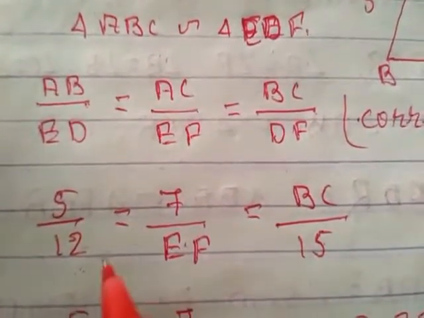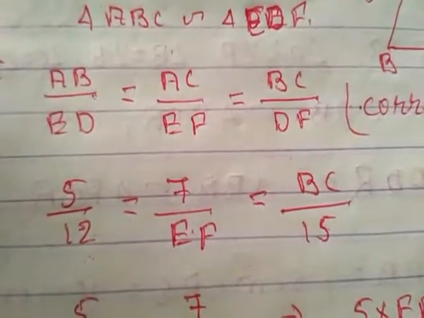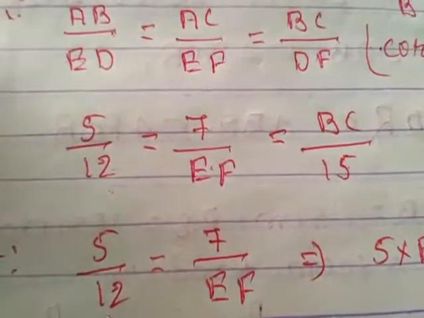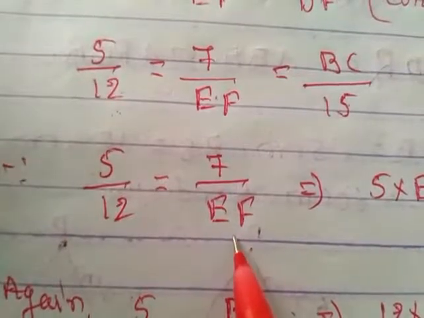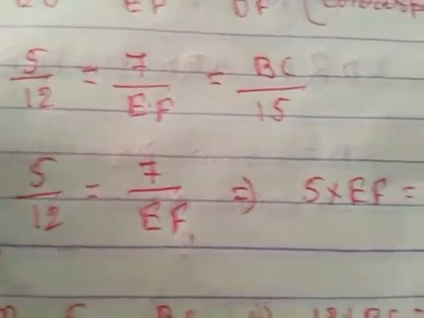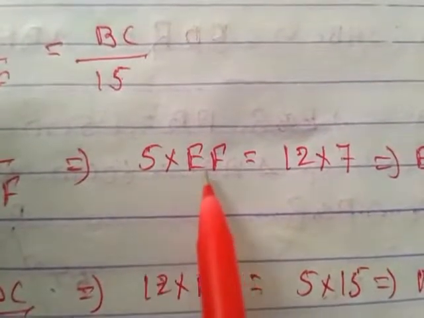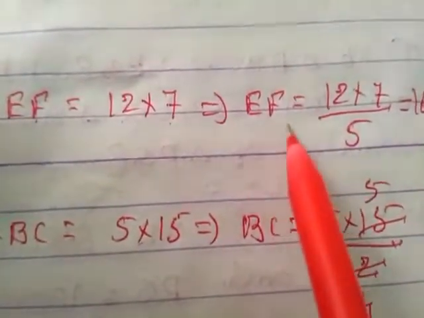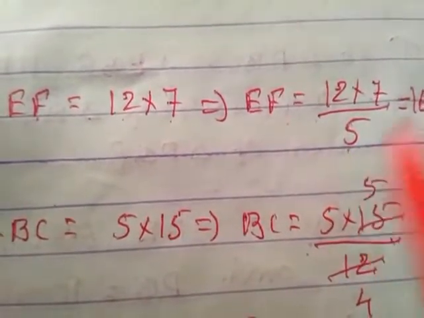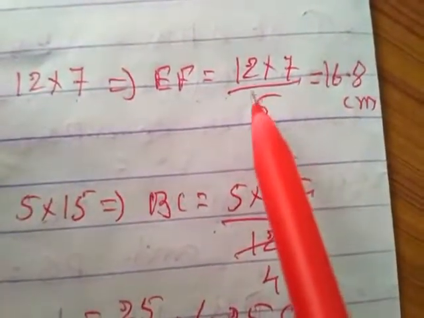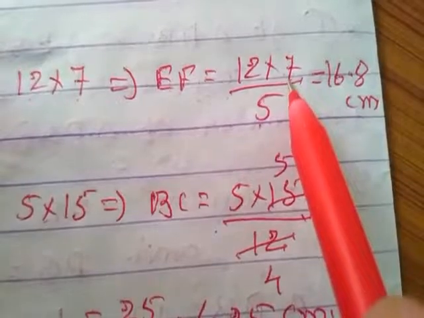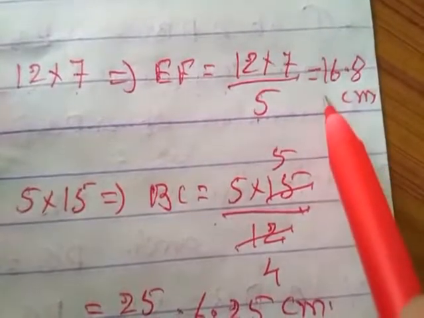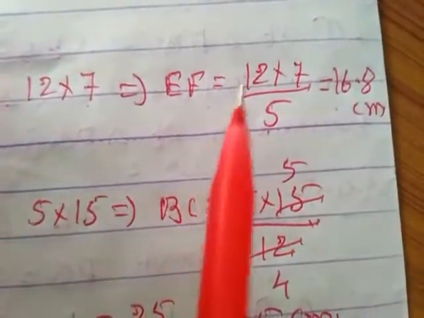Now taking first two ratios together at a time, we can write 5 by 12 equals to 7 by EF. And by doing cross multiplication, we have 5 into EF equals to 12 into 7. Further on, we have EF equals to 12 into 7 by 5. So when we multiply 12 times 7, that is 84, and divide by 5, we will have 16.8 centimeter is the required value of the side EF of the triangle DEF.